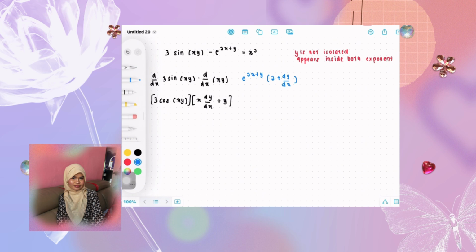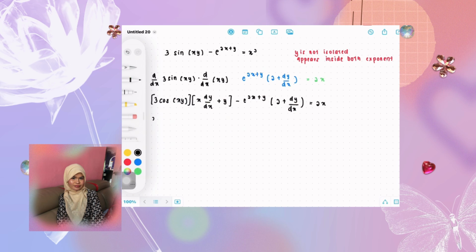Now onto step 2. We substitute everything into the equation and we get 3 cos xy multiplied by open bracket x dy over dx plus y close bracket minus e to the power of 2x plus y multiplied by open bracket 2 plus dy over dx close bracket equals 2x.